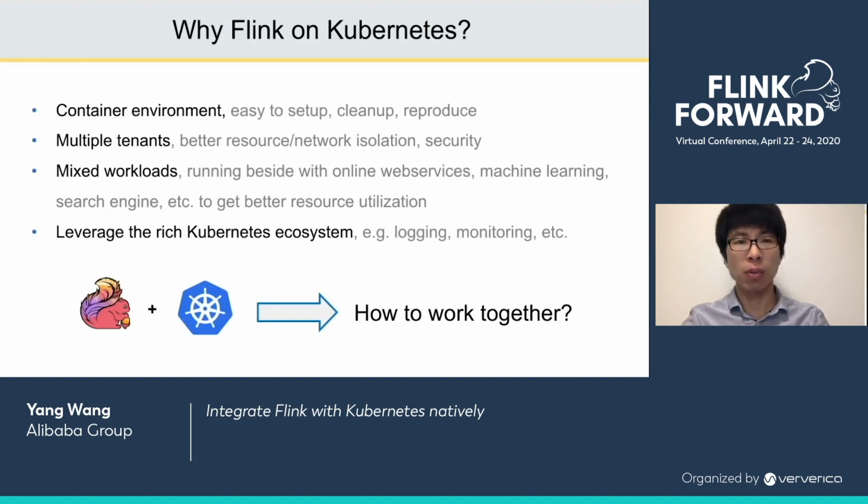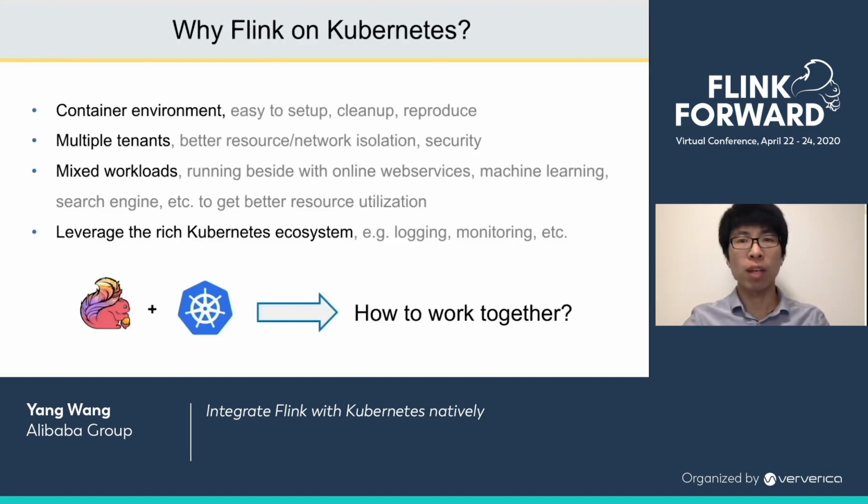The second is multi-tenant support. Kubernetes could give us better isolation, not only for resources, but also for network and security. The third is about mixed workloads. We always hope to run all workloads in a unified cluster, including web servers, storage, deep learning, and big data applications. Then we will not manage multiple different clusters, for example, YARN, Mesos, standalone, and more.